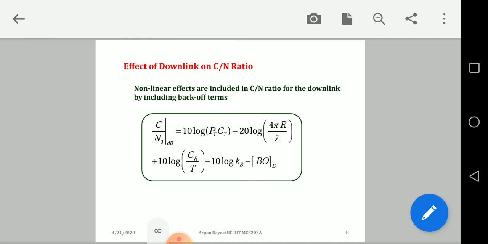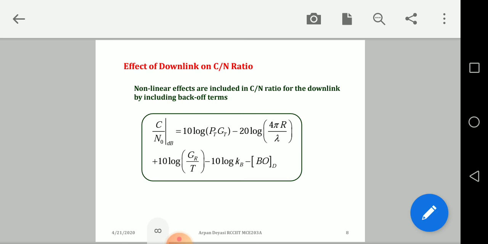Now, how are these two back-offs related? These two back-offs are related with a difference of 5 dB. Uplink back-off is higher than downlink back-off by 5 dB. Standard experimental data.